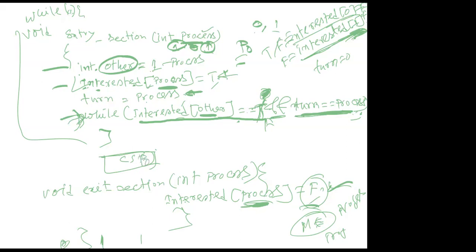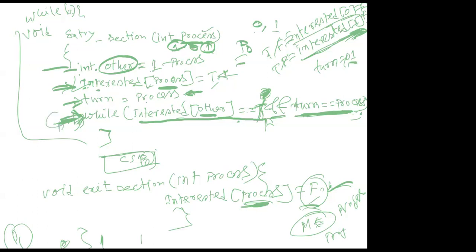Now let's schedule another process, P1. P1 sets its interest to true, showing that it is interested, and it will make turn equal to 1. Then it executes the while loop. It sees that the other is true and turn is equal to P1's own number, 1, so the condition holds and it will stay in this while loop.